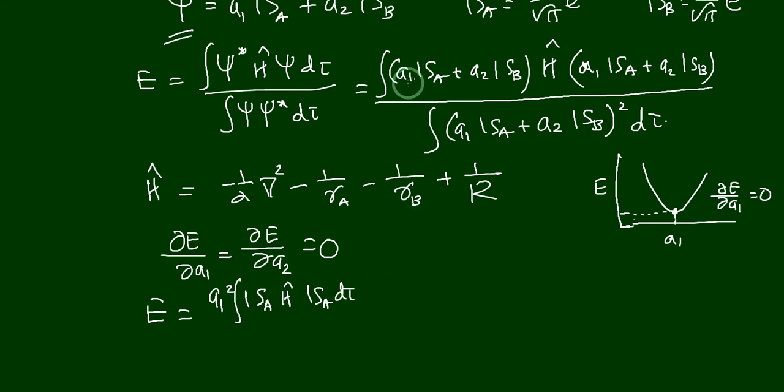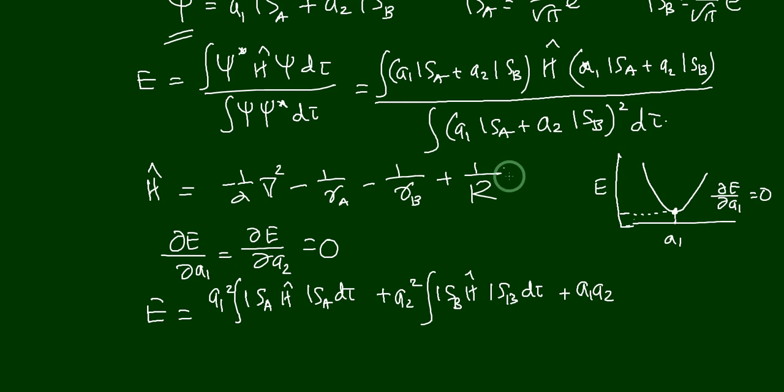That is this term and this term together. This term is operated by H cap, so that is why a1 square integral 1s a H cap 1s a d tau plus a2 square integral 1s b H cap 1s b d tau. This is this term and then this term together.